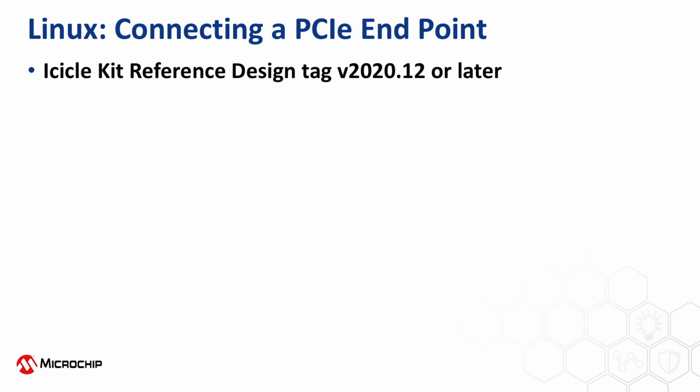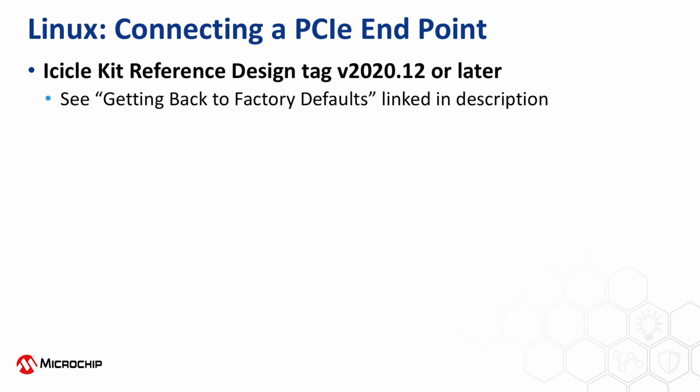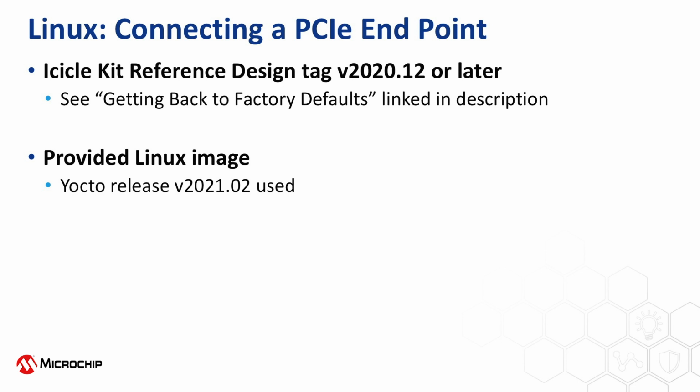If you're not sure how to update to this version of the design, watch our video called Getting Back to Factory Defaults. You'll also need a provided Linux image. In this case, we use Yocto release version 2021.02. And finally, you'll need a PCIe endpoint to test. For this playlist, we use an NVMe drive connected to the PCIe header.